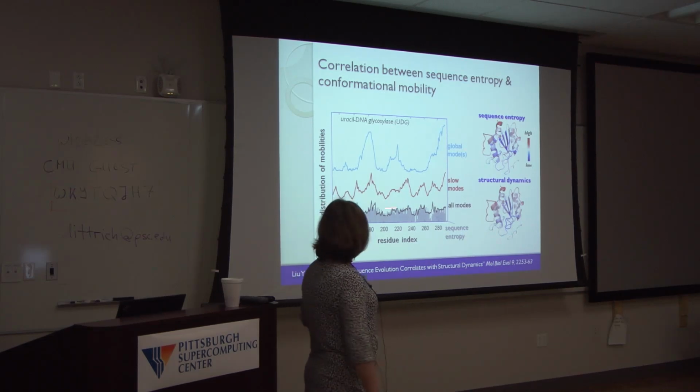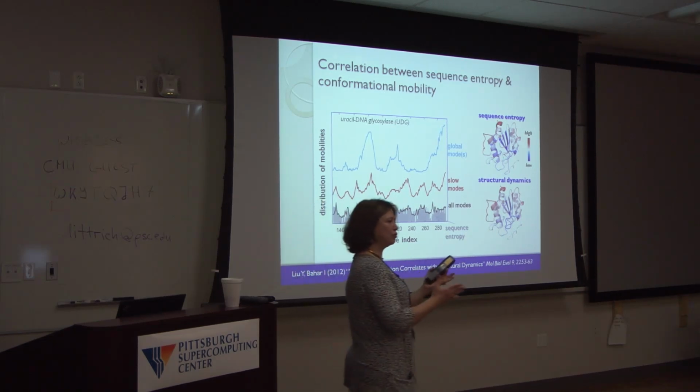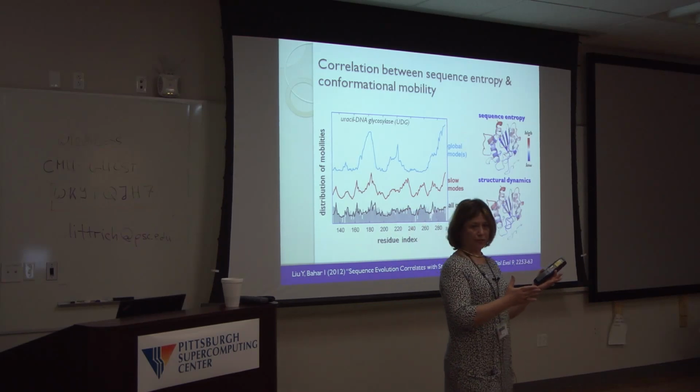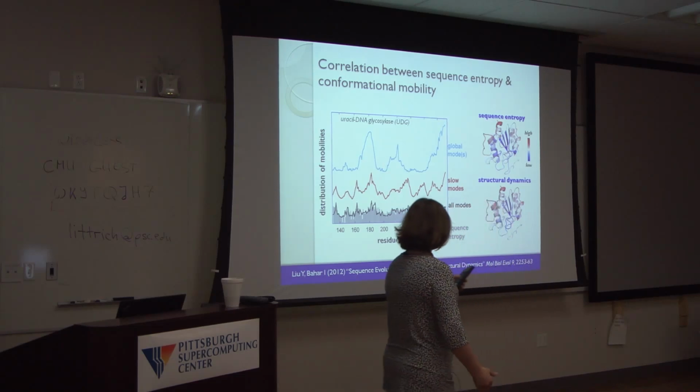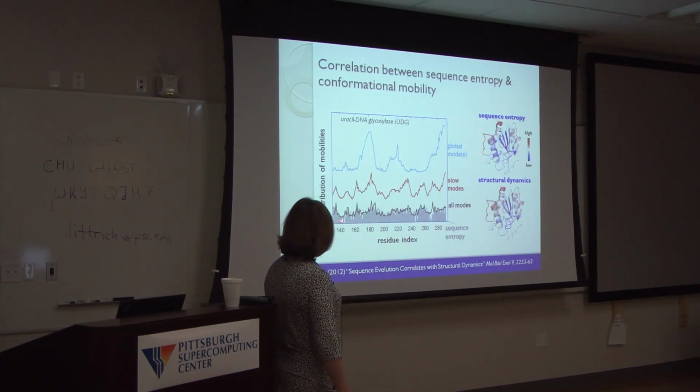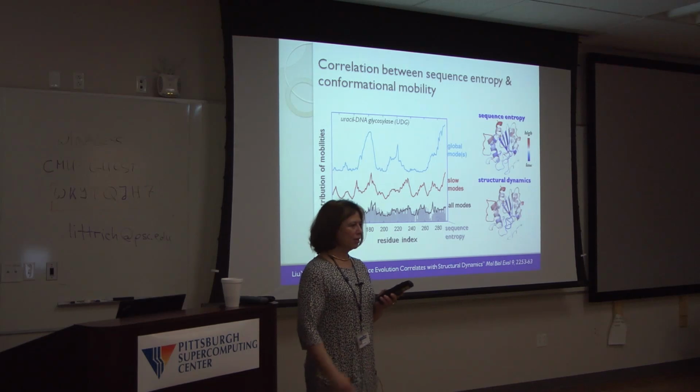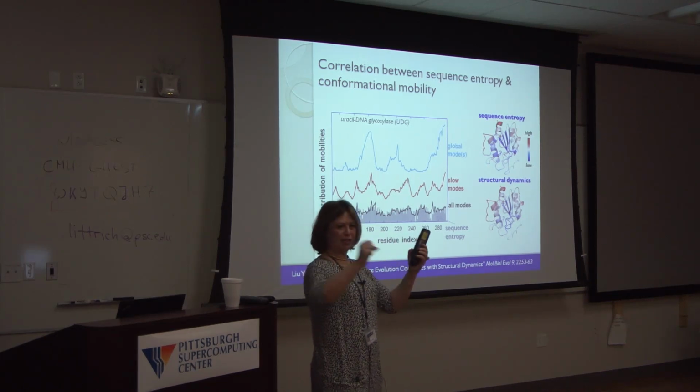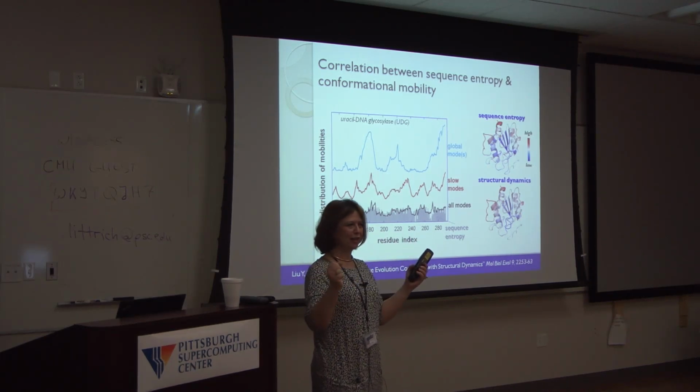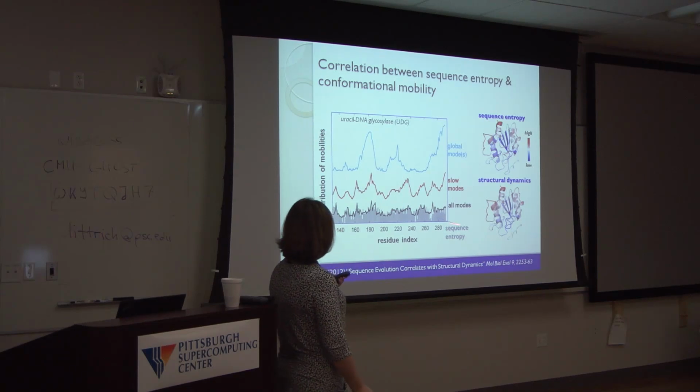So what happens, the entropy is high. High entropy means sequentially disordered, okay? Low entropy means conserved. So the minima here, low entropy regions, are also physically, they have less mobility. Are you with me? That's a very important observation.